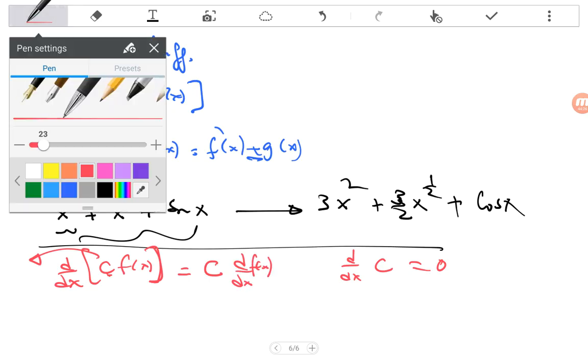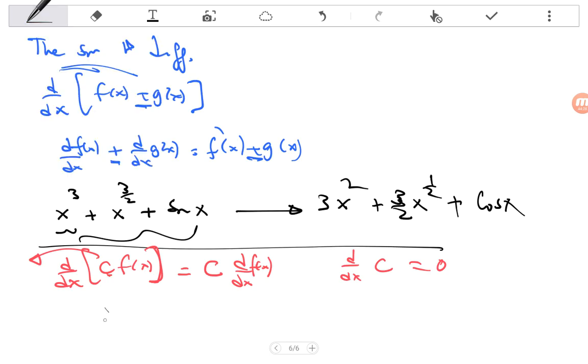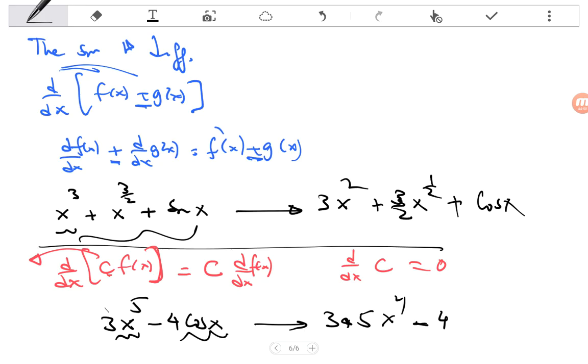So that's why if I need to find the derivative of that function, for example, 3x power 5 minus 4 cosine x, I need to find the derivative of that function. So I just take it as it is, it would be 3. Then I would multiply it by the derivative of that function, which is 5x power 4. What about this constant? I just take it as it is, then I multiply it by the derivative of cosine x, which is negative sine x. So the resultant would be 15 x power 4 plus 4 sine x. So that would be the derivative in this case. Okay?